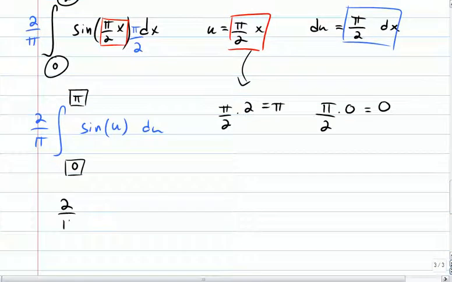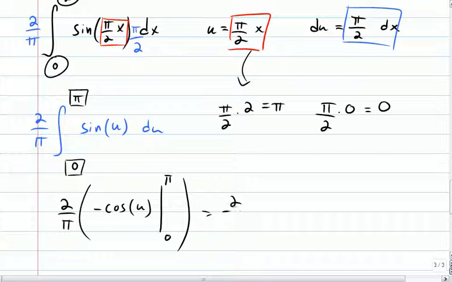So we've got 2 over pi. I don't really know the antiderivative of sine u with respect to u. Get some. So you got 2 over pi times big F of b minus big F of a. So negative cosine pi minus negative cosine 0.